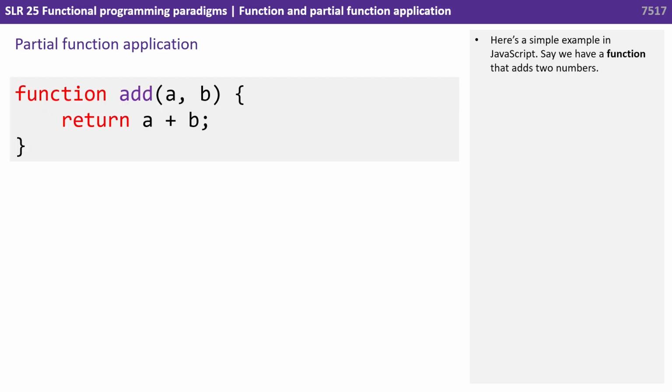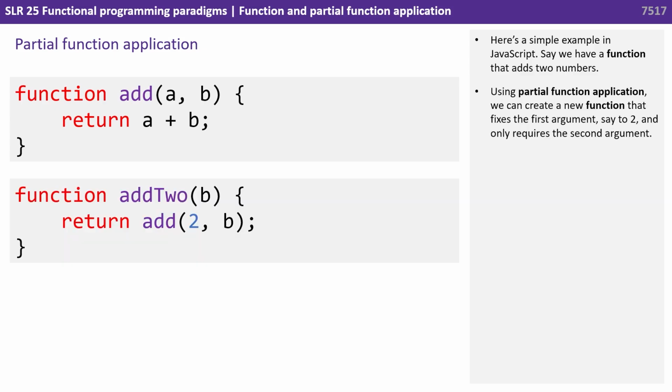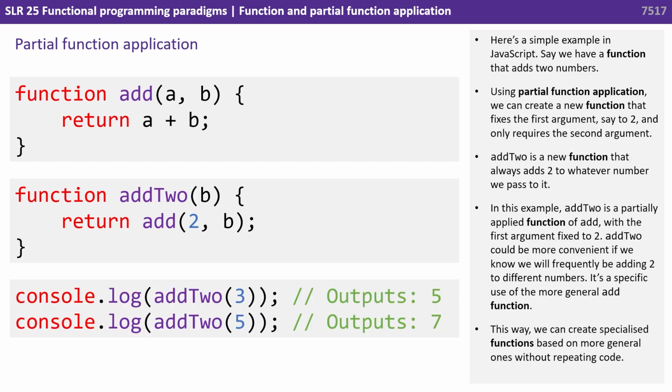Here's a very simple example in JavaScript. So you have a function that adds 2 numbers, add(a, b). Using partial function application, you can create a new function that fixes the first argument, let's say to 2, and only requires the second argument. Add2 is a new function that always adds 2 to whatever number we pass to it. In this example, add2 is a partially applied function of add, with the first argument fixed to the value 2.